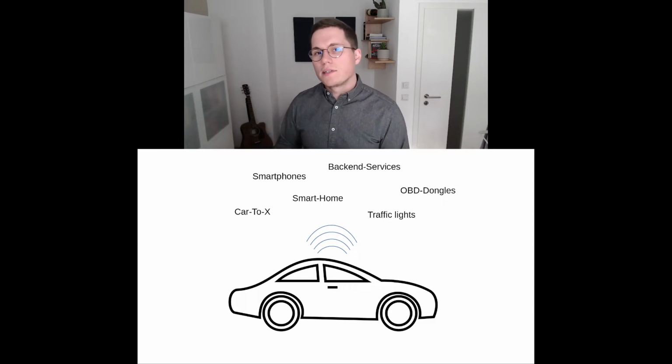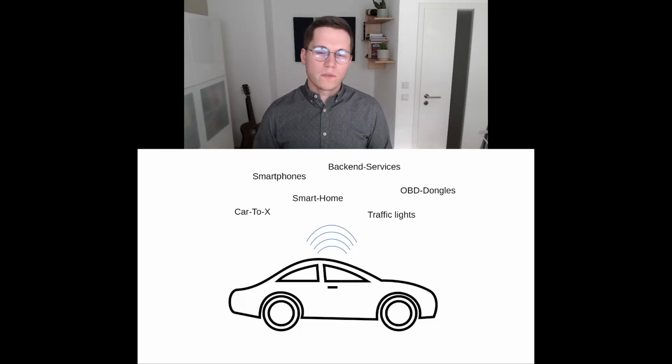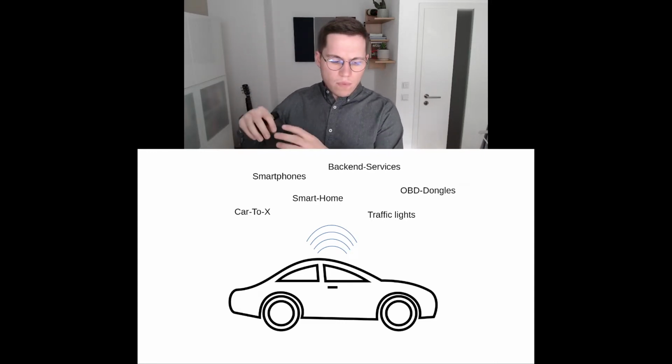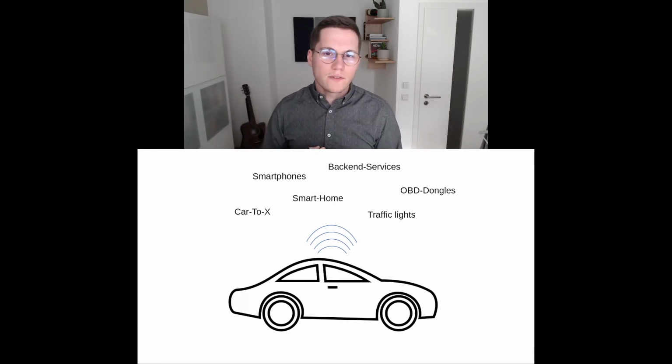Another pretty interesting example is the backend services. So all the connection to the backend is done through the telematics control unit, and then you have predefined information which is stored within the backend of the manufacturer.